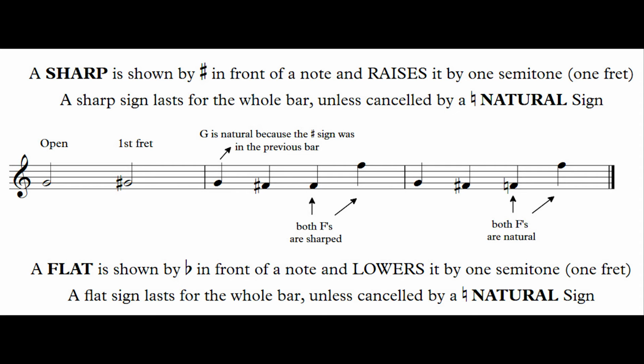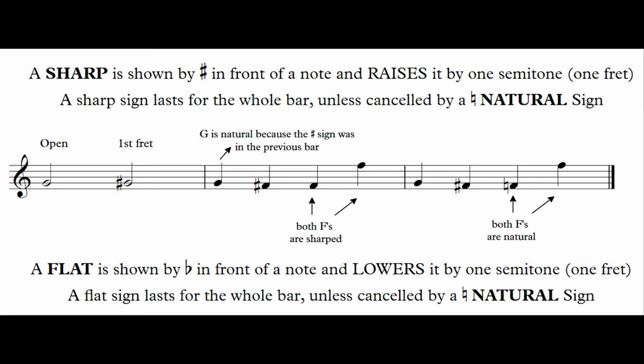So how do we cancel this if we want to play an F sharp followed by an F natural? Well, luckily we have a natural sign. So if you take a look at the last bar, we have a G, and then we have an F sharp, and then we have an F natural, and the F natural cancels the effect of the sharp for the rest of the bar. So both F's are natural because the sharp was cancelled or neutral.